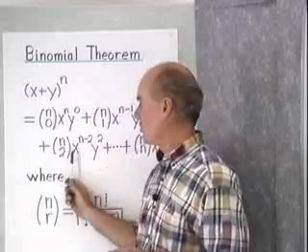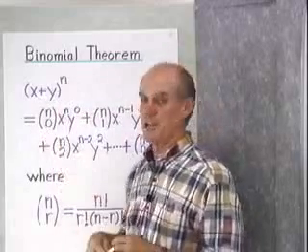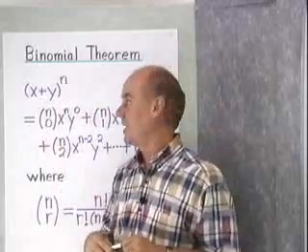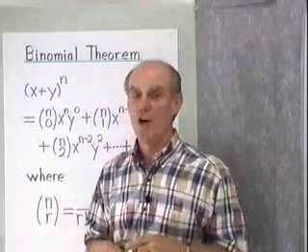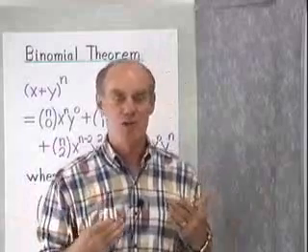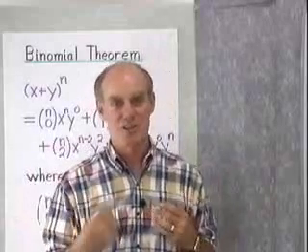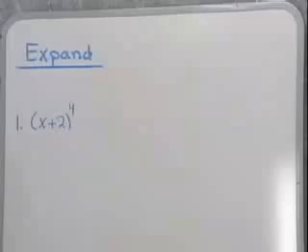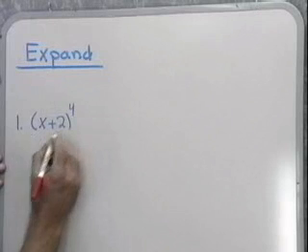So this formula you can use to expand (x + y) to the nth power for any positive integer value of n, which saves us from having to actually multiply these big things out. So what we want to do now is go to the board and practice using this formula, the binomial theorem. We have, for problem number 1, (x + 2) to the 4th power. So I want to expand (x + 2) to the 4th power.